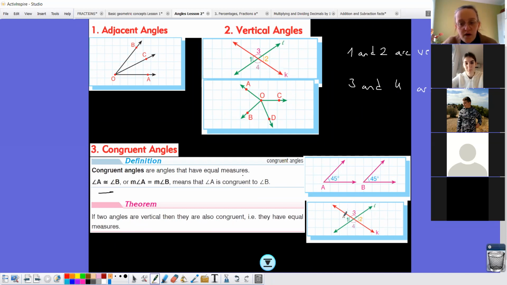As you see, the angle A is 45 degrees, the angle B is 45 degrees, so they are congruent angles. One important theorem for vertical angles: if two angles are vertical, then they are also congruent. So here, 1 is congruent to 2, 3 is congruent to 4. So they have the same measurements. Okay? Did you understand? Yes. So we are finishing the lesson here. The next lesson will continue.